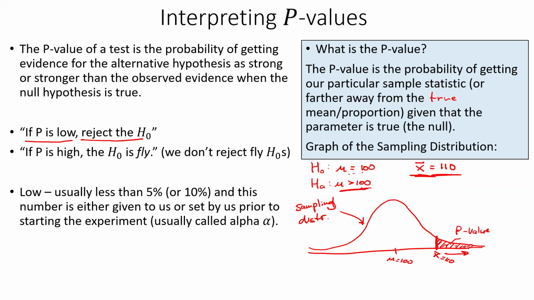So we think that this guy is probably wrong. Like if it was close to 100, then yeah, then we'd say, okay, yeah, it's probably close to 100. But if P ends up being really small, that means the sample we got is really far away, and we want to reject the null hypothesis.